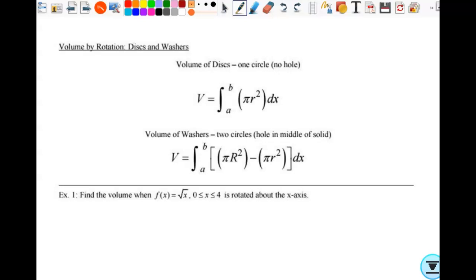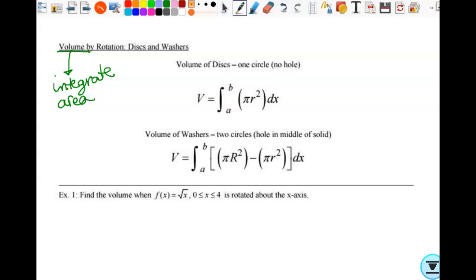Right, so now we've talked about volume. This is volume by rotation; we did volume by cross section. But we know when we want to find volume, what do we do? Integrate area. We are still integrating area, but we are looking at these differently.